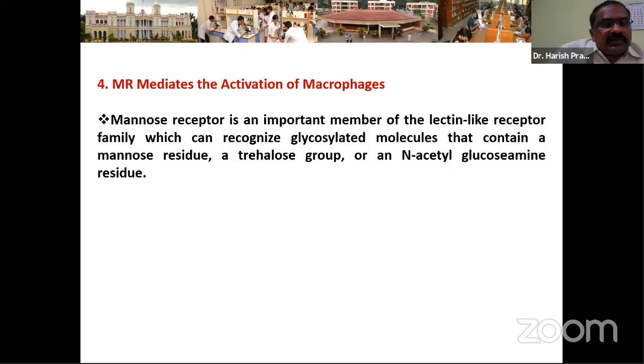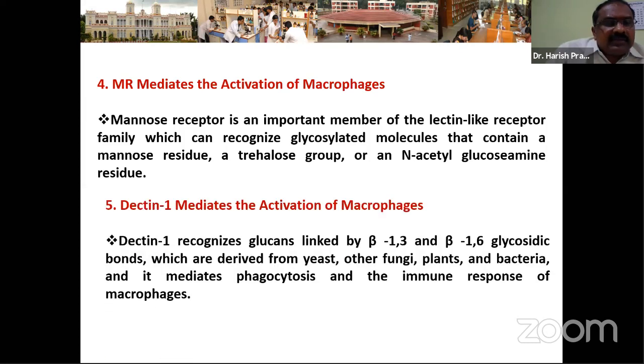Trehalose, I think we know that trehalose is a part of insect lymph which circulates in the insects, as well as it is also there in some plants like mushrooms and all, where this is very unusual. Like here, it's a disaccharide having a 1-1 link. It is a very unusual type of carbohydrate, and this will be recognized by these mannose receptors.